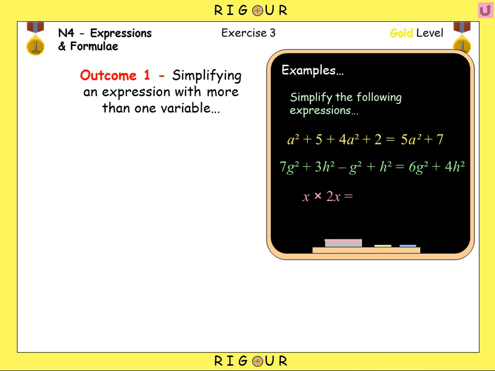So x multiplied by 2x, well 1x times 2x, 1 times 2 is 2, x times x is x squared, so x times 2x gives us 2x squared. And in a similar fashion, 7c times 8c, well we do 7 times 8 is 56, and c times c is c squared. So 7c times 8c is 56c squared.